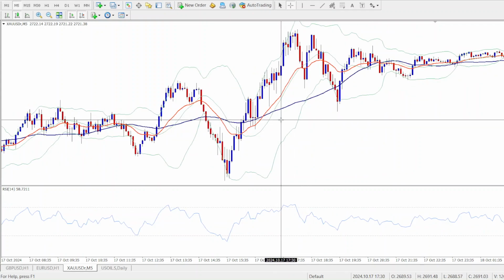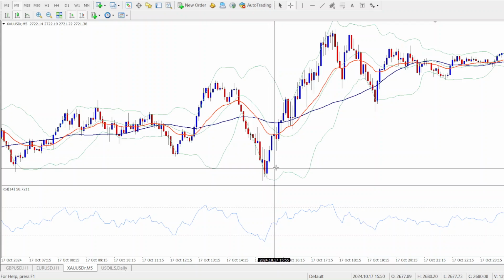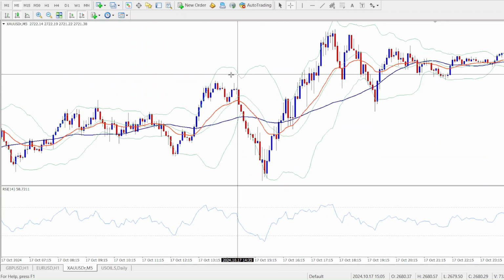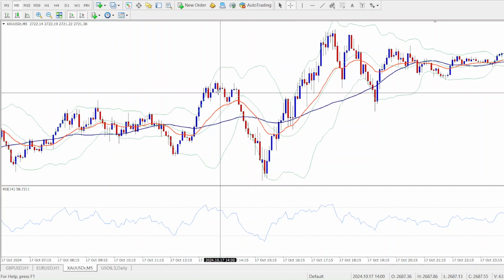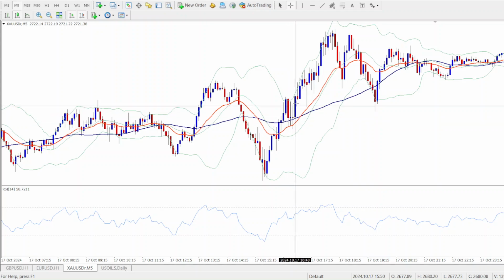When price touches the lower band, it indicates a buying opportunity, basically. And when price touches the upper band, it represents a selling opportunity. As we can see, from the upper band, the price sold down to the lower band, and from the lower band, the price bought up to the upper band.